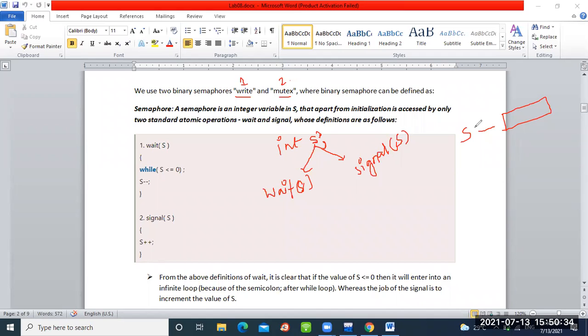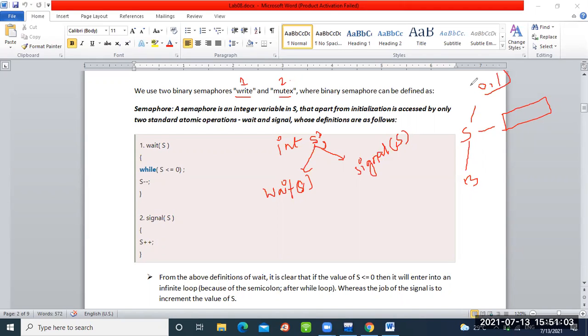Now one more thing, semaphores are basically of two types. One is the binary semaphore, the second one is the counting semaphore. I will not discuss counting semaphore for the time being, I will discuss it later. So let us understand that this semaphore is a binary semaphore. If this semaphore is binary, then what value will be stored here? This s will store either 0 or 1. Is it clear to all of you?